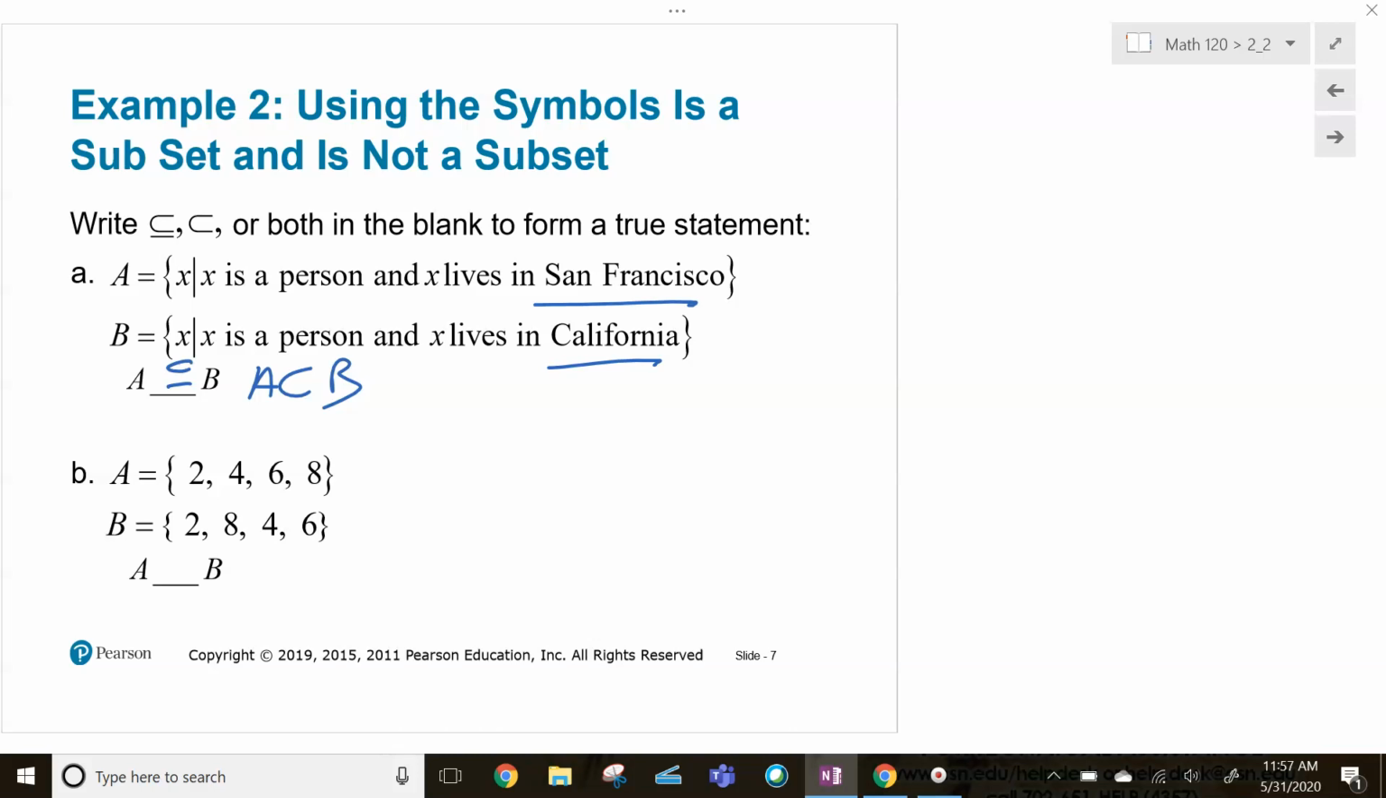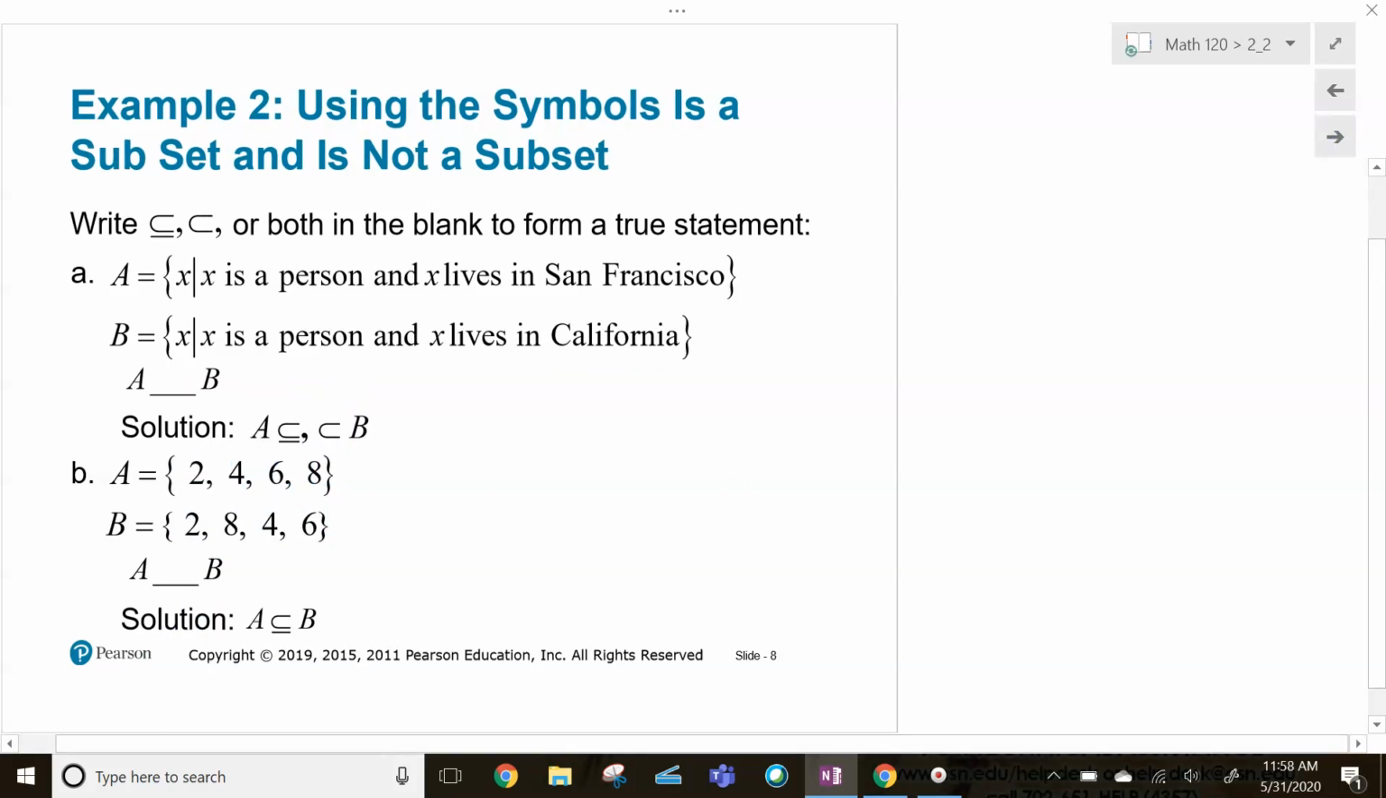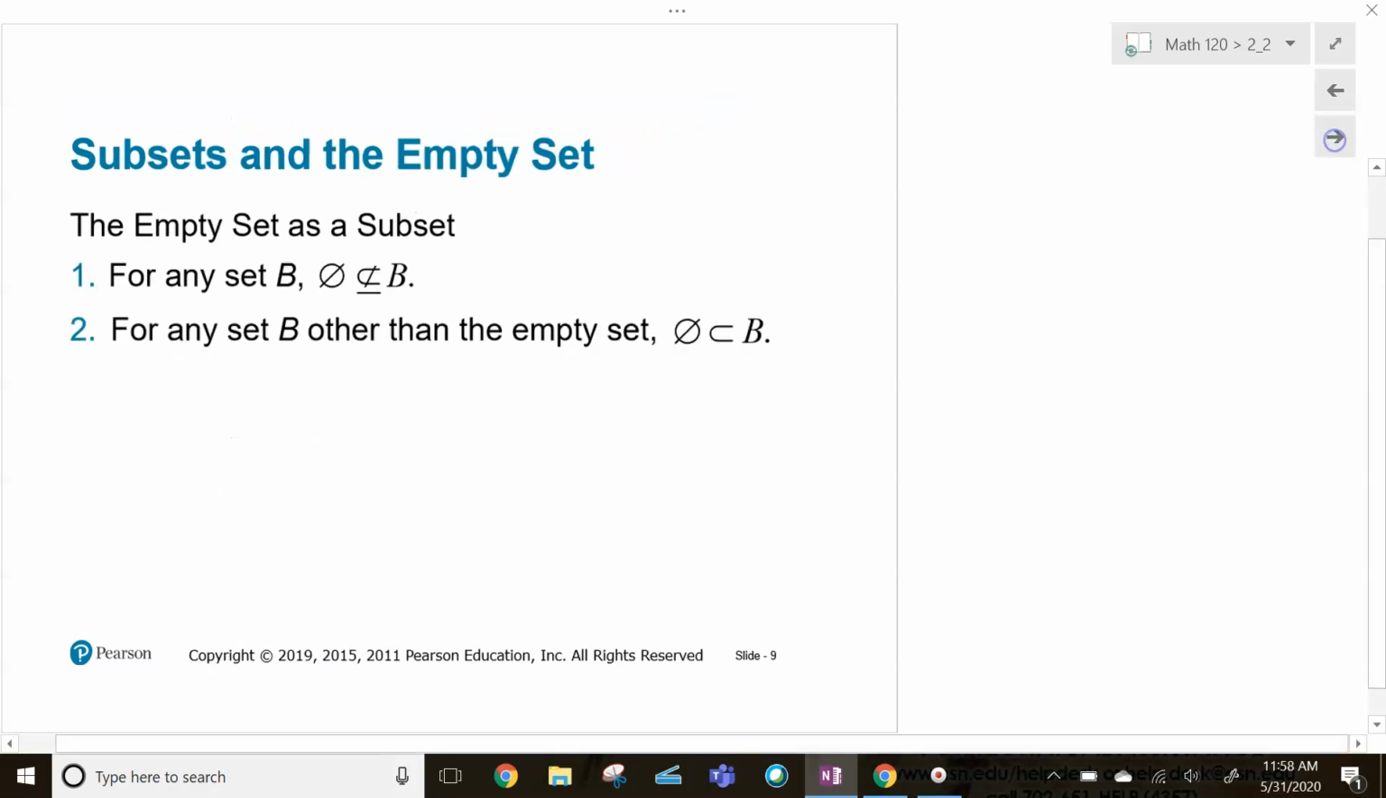Now, next one, 2, 4, 6, 8 and 2, 4, 6, 8. Okay, every element in A is in B, so it's a subset, but it's not a proper subset because it's the exact same set. They're the exact same set. So that one's just a subset.